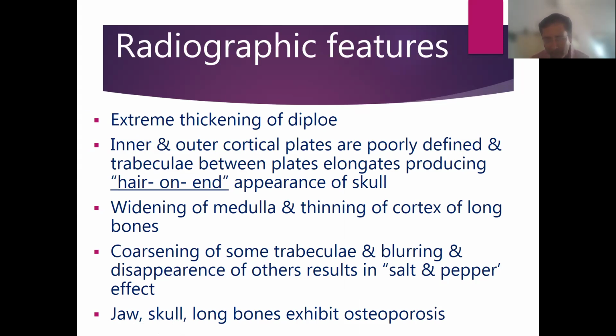But here the age difference is more. In sickle cell anemia, it goes to 40 years, but here the age is near to childhood. Widening of the medulla and thinning of the cortex of the long bones, coarsening of the trabeculae and blurring and disappearance of the lamina dura; the salt and pepper effect is also seen here. Jaw and skull long bones lead to osteoporosis also here. Now, if you see, the salt and pepper appearance is seen more prominently here.